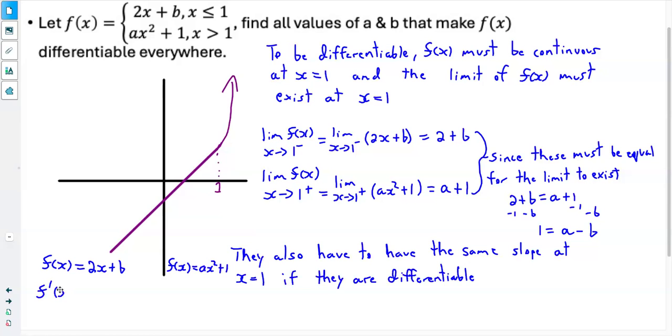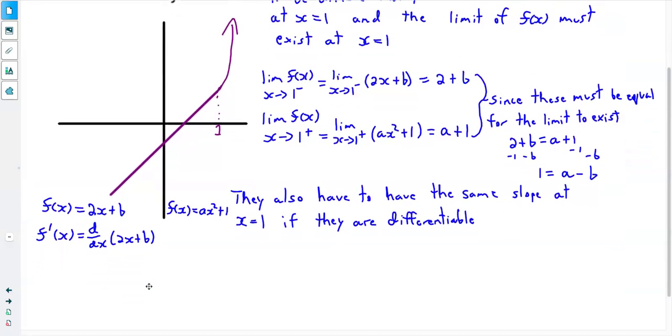So f prime of x is equal to our derivative of 2x plus b, which is the same as our derivative of 2x plus the derivative of b. The derivative of 2x is 2, and the derivative of b, because that's a constant, would just be 0. So we know that this one had a slope of 2.